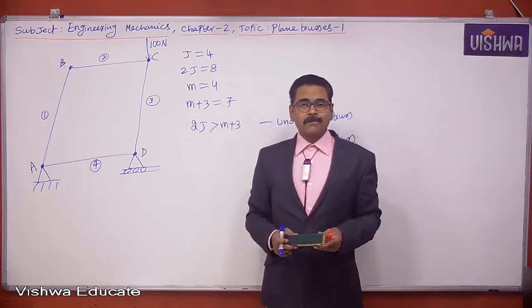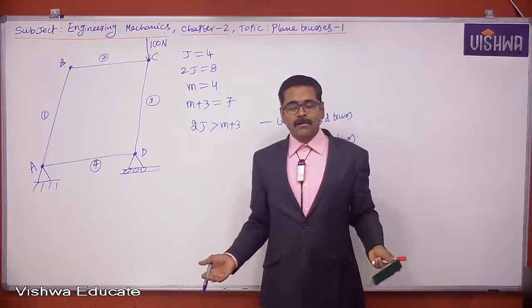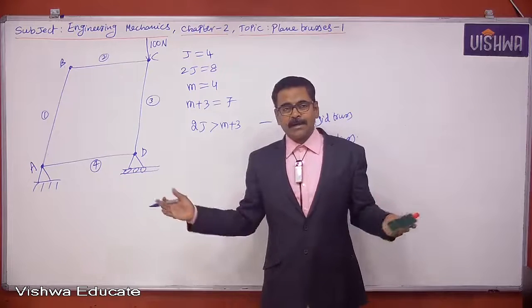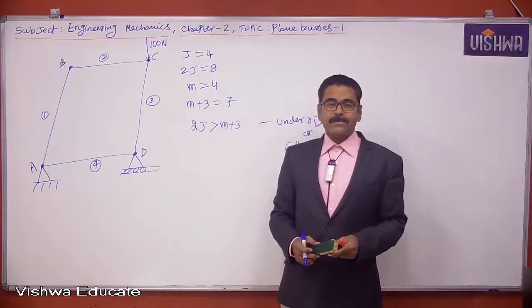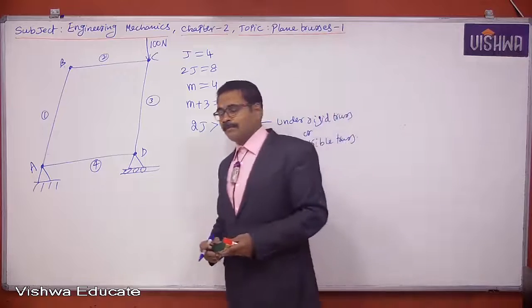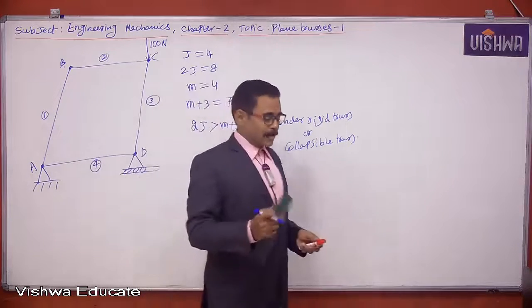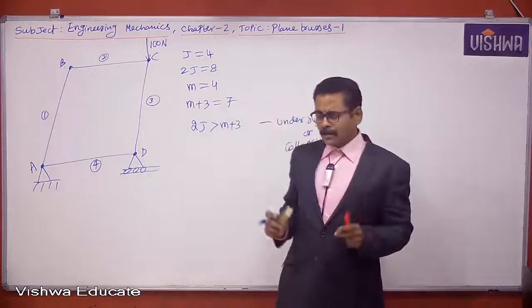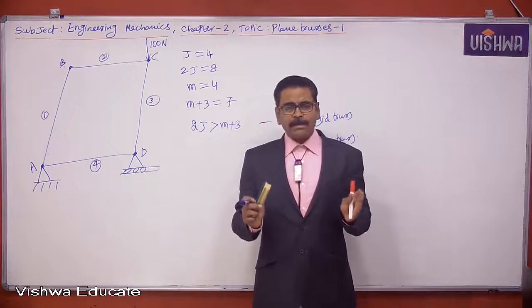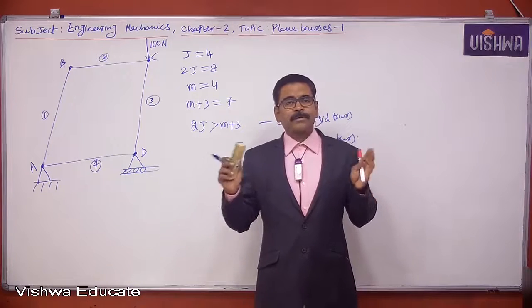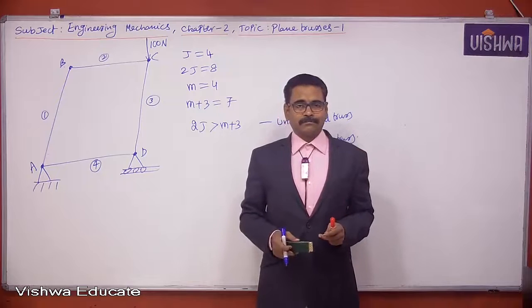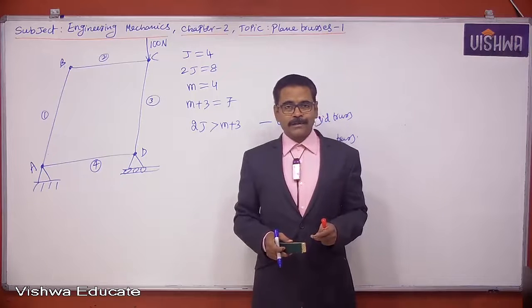When you apply this load, no member will carry any load. The entire truss will collapse. And after collapsing, what is the load carried by each member? Definitely it is 0. So the load carried by any member of a collapsible truss is 0. So this point you have to understand.